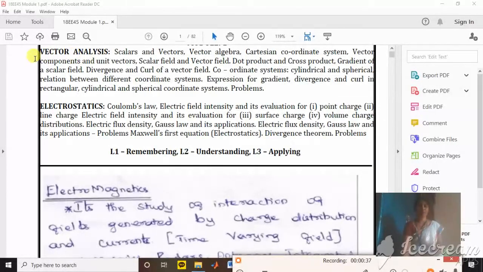It is the first part of electromagnetic field theory, and in the next part we will be applying three laws: Gauss's law, Coulomb's law and divergence theorem.